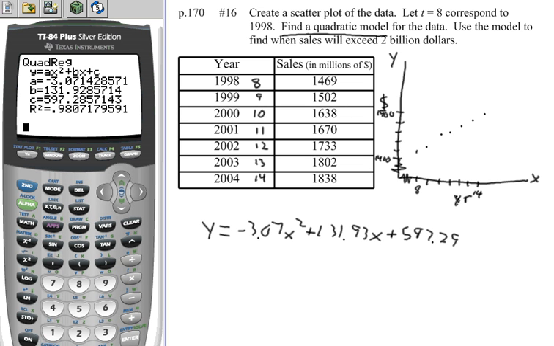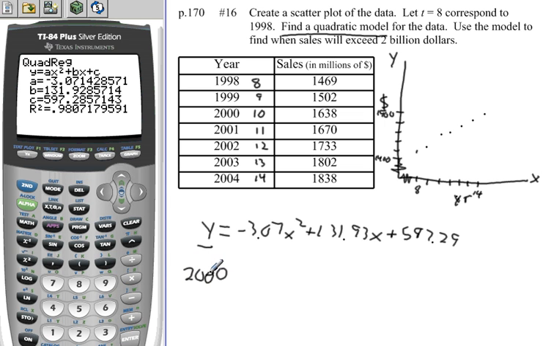Now, third thing we're asked to do is to use the model to find when sales will exceed $2 billion. So $2 billion, that's our Y value here. Careful, you don't want to plug 2 billion in place of Y because these sales numbers are in millions of dollars. So where it says 1469, this means 1.469 billion, 1.5 billion, 1.6 billion. So $2 billion means a Y value of 2,000.